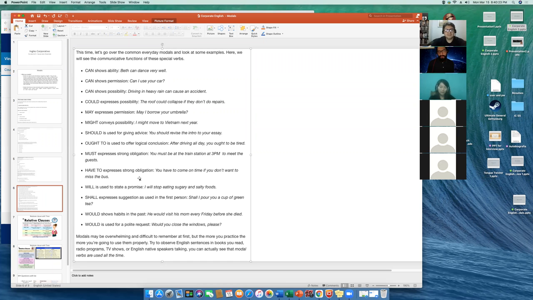Have to matches it. But when we talk about a strong obligation with have to, it's more of a request. Somebody's asking you, you have to come on time if you don't want to miss the bus. So that's the person letting you know. It could be your boss as well. You have to be here on time or else I am going to give you a written warning or whatever it is that they do, right? So these two fall under the same category. However, you can use them a little bit differently. You must be at the train station at 3 p.m. However, both of them are a strong obligation, very, very strong, okay?